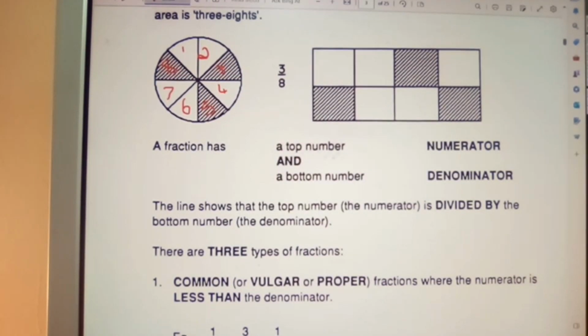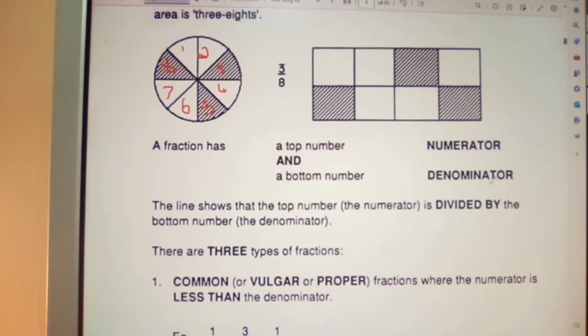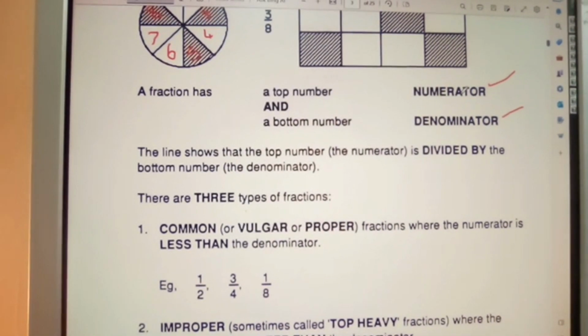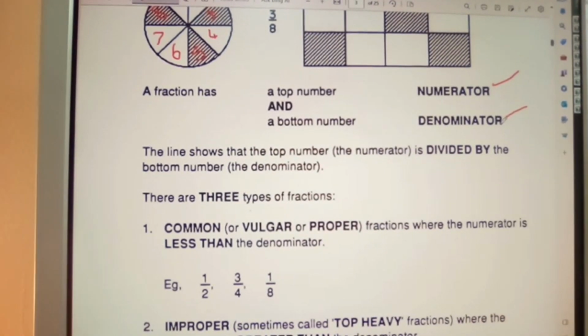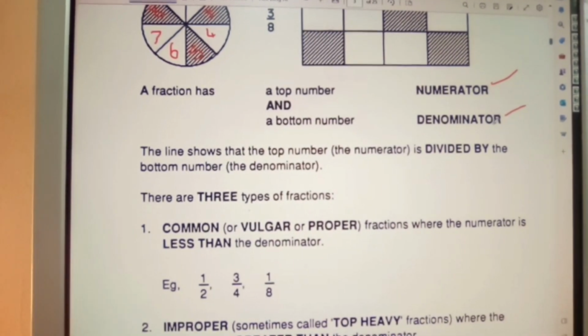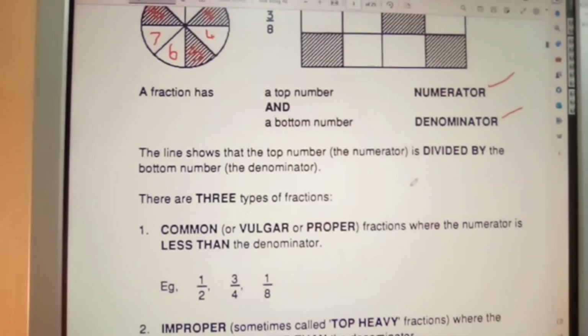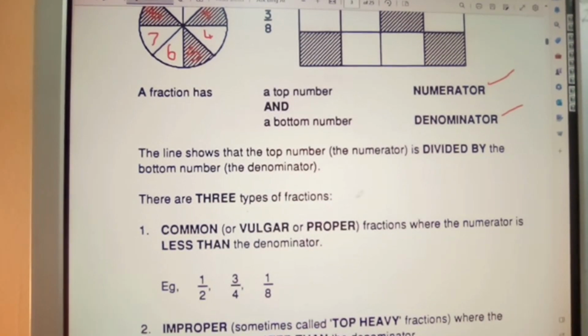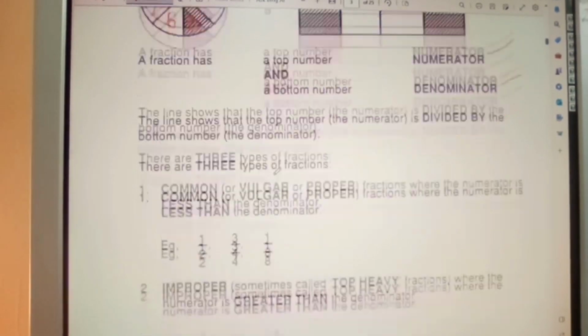A fraction has a top number and a bottom number. Now the top number is the numerator, the bottom number is the denominator. Right, so repeat after me. Numerator, denominator. Top part, numerator, bottom part, denominator. Okay? The line shows that the top number, the numerator, is divided by the bottom number, the denominator.